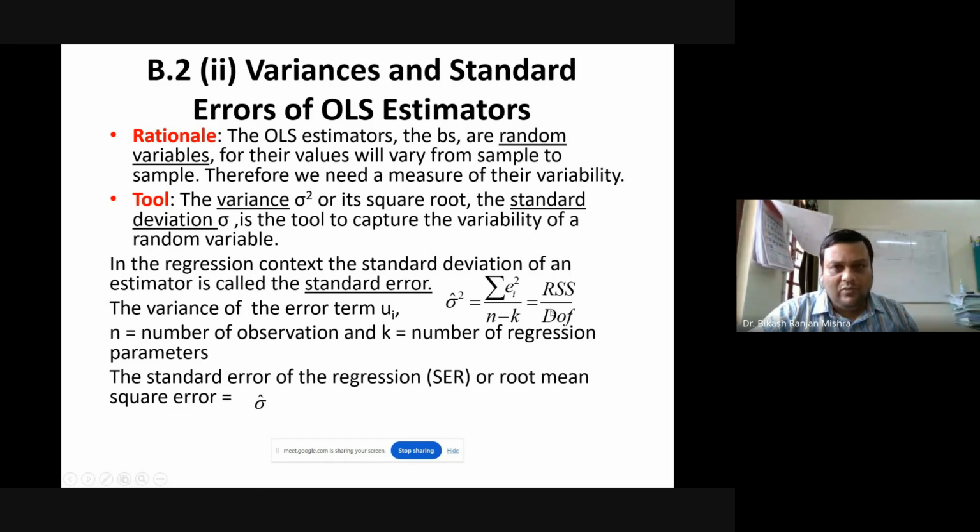When the degrees of freedom are very high, the variance term or the standard error term will be relatively less, because the standard error term is inversely related with the degrees of freedom. Even if RSS is high, if your degrees of freedom is very high, the ratio will give rise to a smaller variance, and accordingly the standard error will be less. So the standard error should be as small as possible, because the variance, the dispersion or the degree of spread, should be as small as possible so that we can make it an efficient estimator.